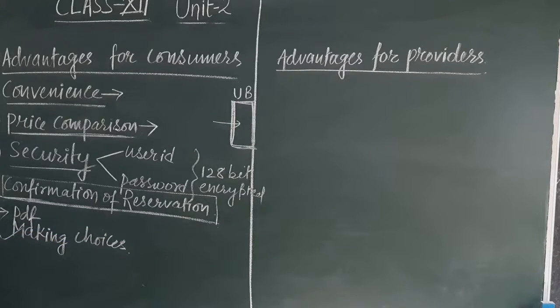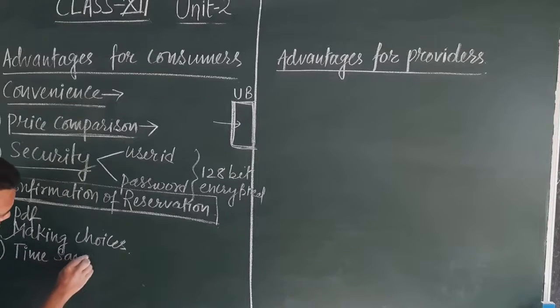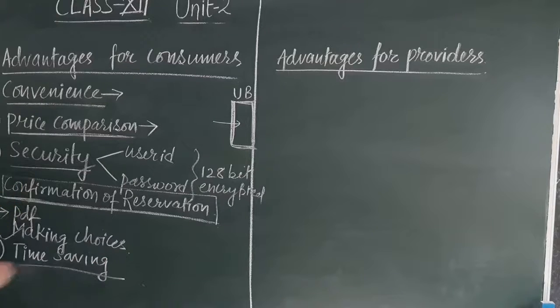Then the sixth one is time saving. How is time getting saved? See, while availing online services, we are not supposed to be in a queue. Correct? We are not required to be in a queue. Simply using the internet and a desktop, we can avail the services. So, in this process, it reduces lots of our time.